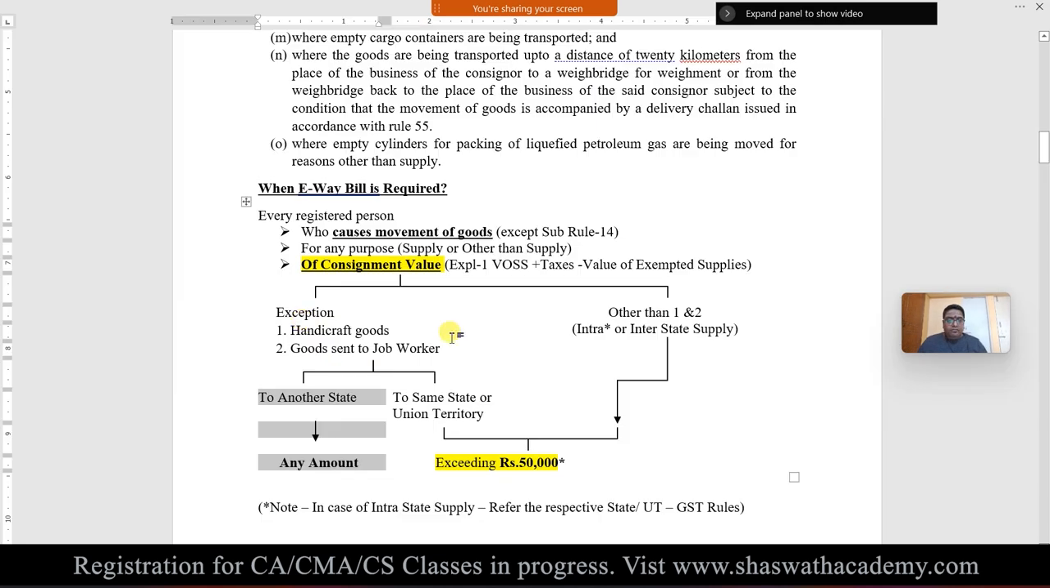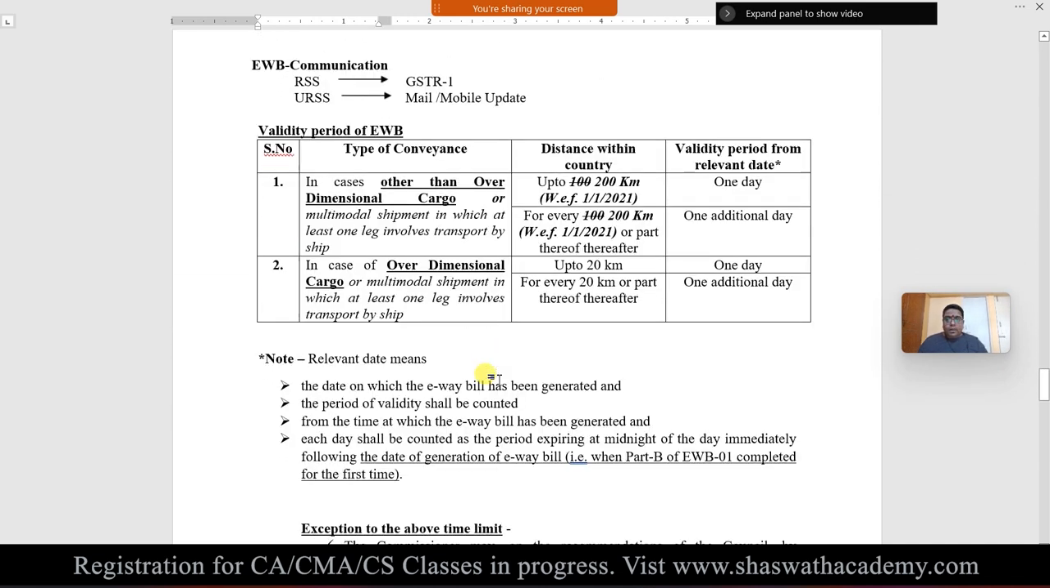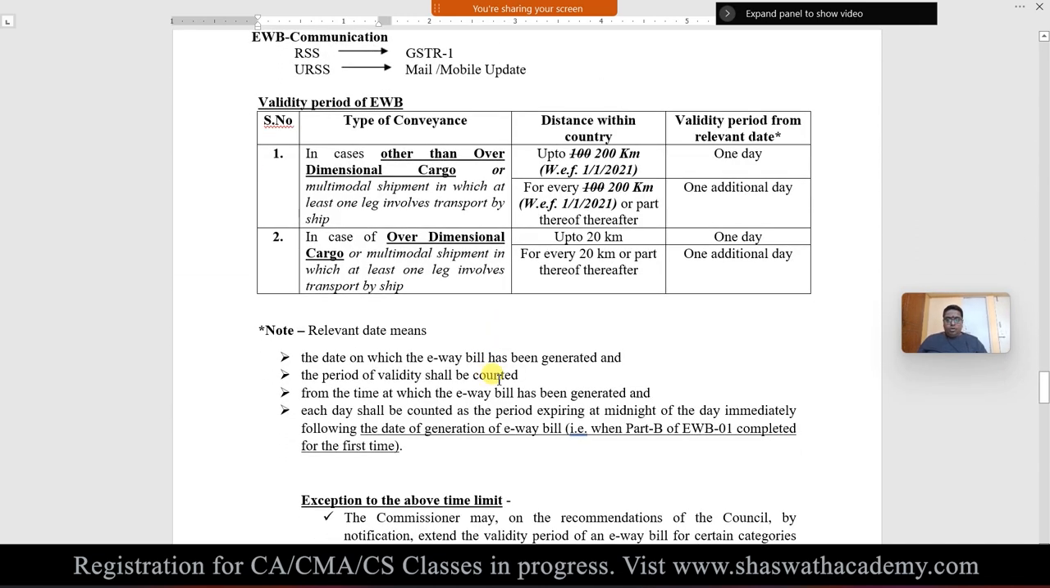So the second one is validity of the e-waybill. Let's go for the validity, my dear. Here we go, the validity of the e-waybill, guys. An e-waybill is valid for how much distance? If it is an over-dimensional cargo, it is 20 kilometers per day, and for every excess or part thereof, an additional 1 day.